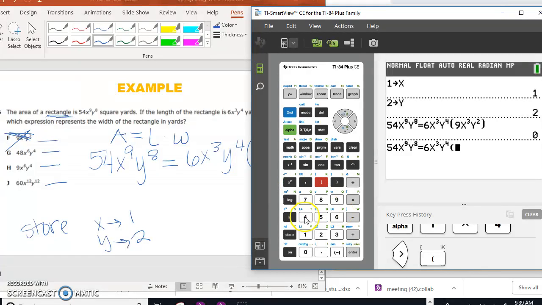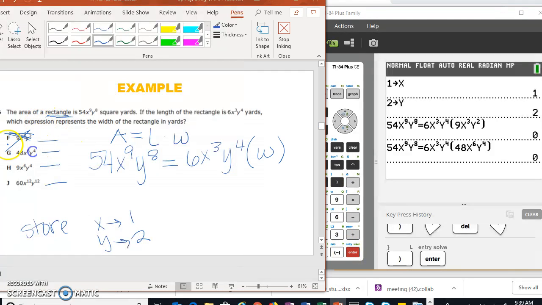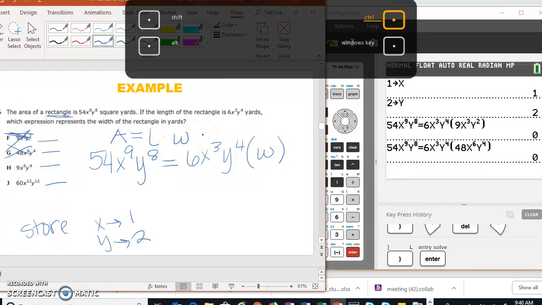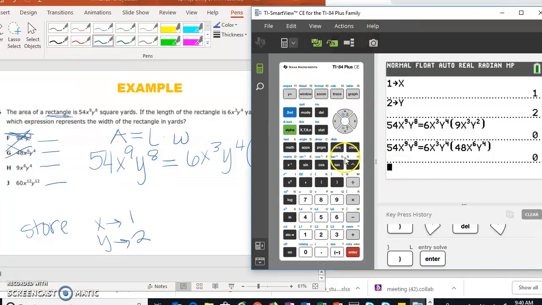And then you can enter answer choice G. 48x to the 6th, y to the 4th. Nope, let me move that down. Enter gives me a 0. It's wrong. So we know it's not going to be G. So now we need to try H.